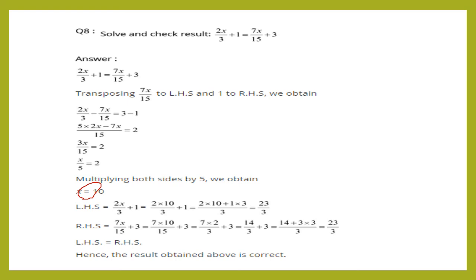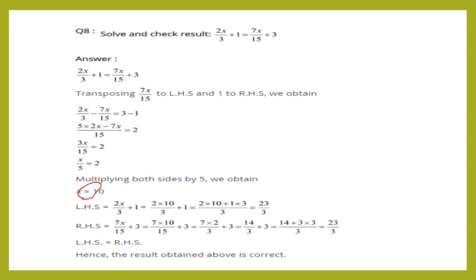Then RHS is 7x by 15 plus 3. 7 into 10 by 15 plus 3. Here 5 2s are 10, 5 3s are 15. So 7 into 2 by 3 plus 3. 7 2s are 14 by 3 plus 3. Let us take the common denominator as 3 for both. See here, nothing is there in the denominator, which means 1 is there. So for 1 and 3, let us take the common denominator as 3. Then write down the 14 as it is, plus 3 3s are 9.